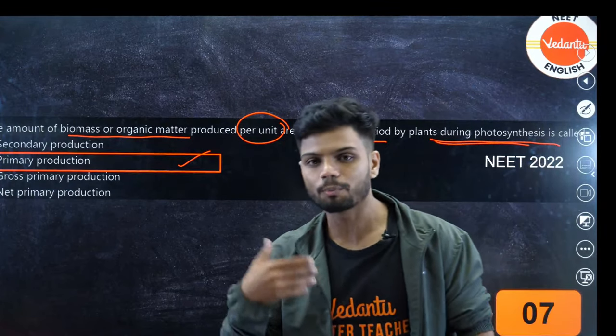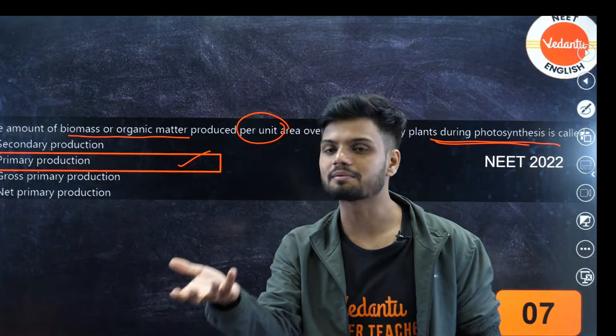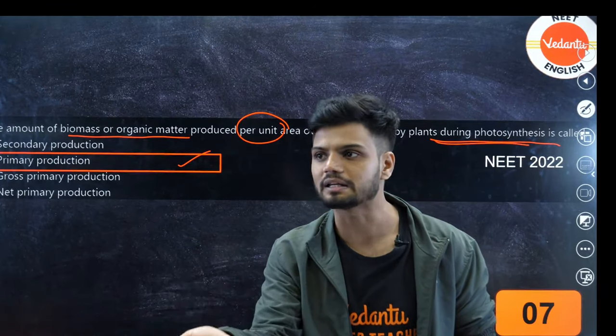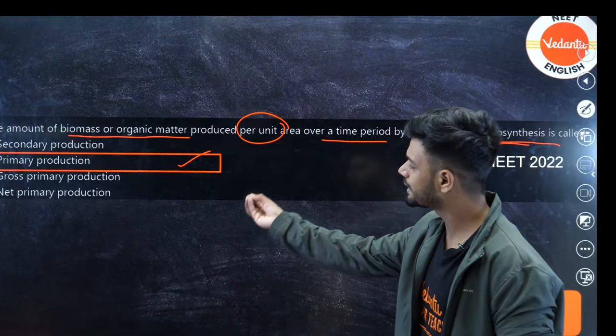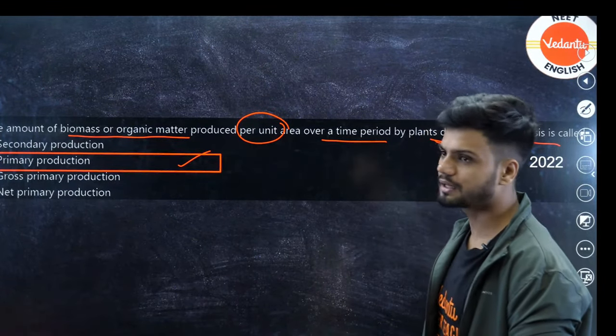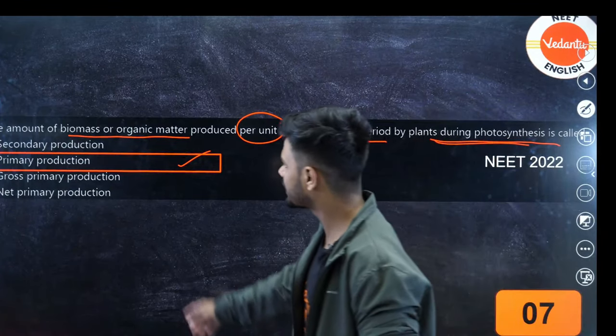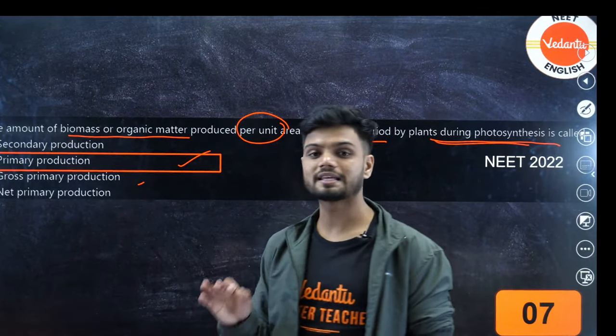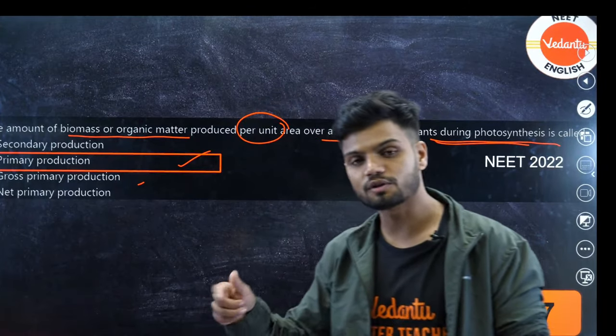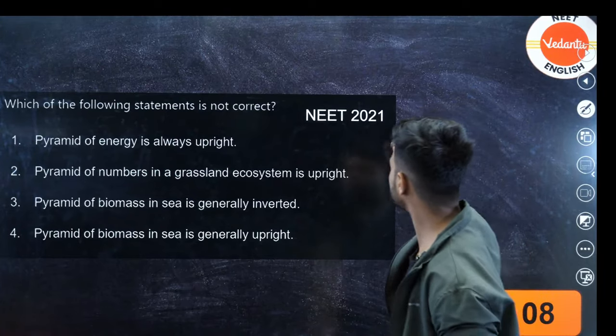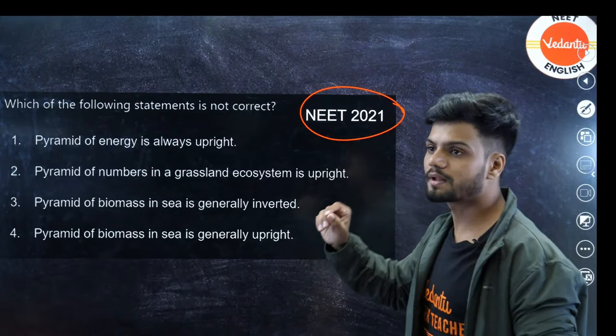Like your parents, how your parents are making food, right? Bringing money. That is your primary production. Now, some of you may write C here. Don't worry, C is wrong here. The definition of gross is different. Next question. NEET 2021 question.